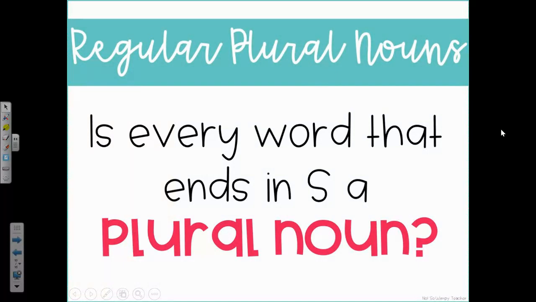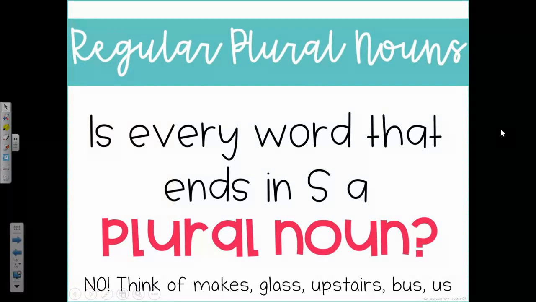Is every word that ends with the letter S a plural noun? The answer is no. Think of the word makes, glass, upstairs, bus, us. None of those words, boys and girls, are plural nouns. So don't be tricked and think that every word that ends with S is automatically a plural noun.